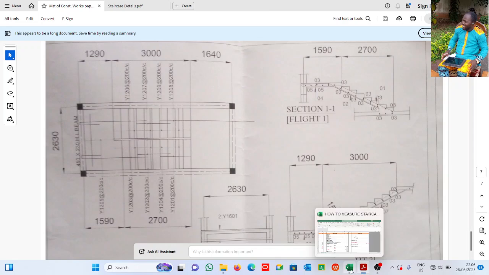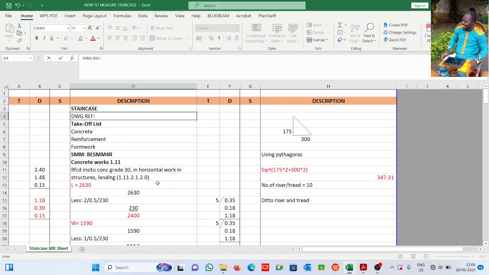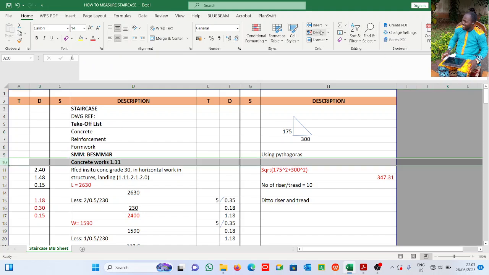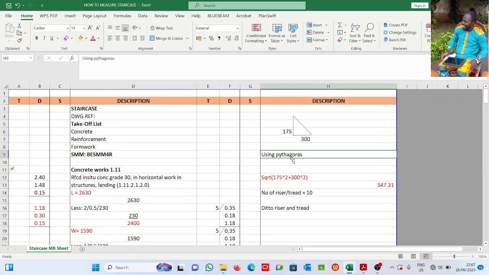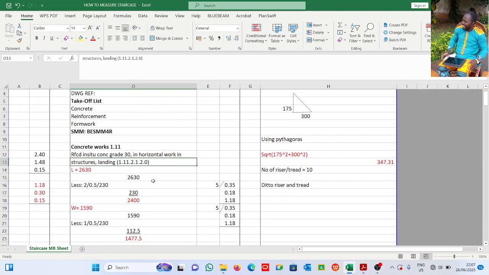Now let's come over here quickly. This is what we have. A staircase majorly has three major components: concrete, reinforcement, and formwork. That's what you see in a takeoff list: concrete, reinforcement, formwork. You see the drawing reference is NIQS TPC. Our reference document is the BESMM 4R. So this is basically what we have.